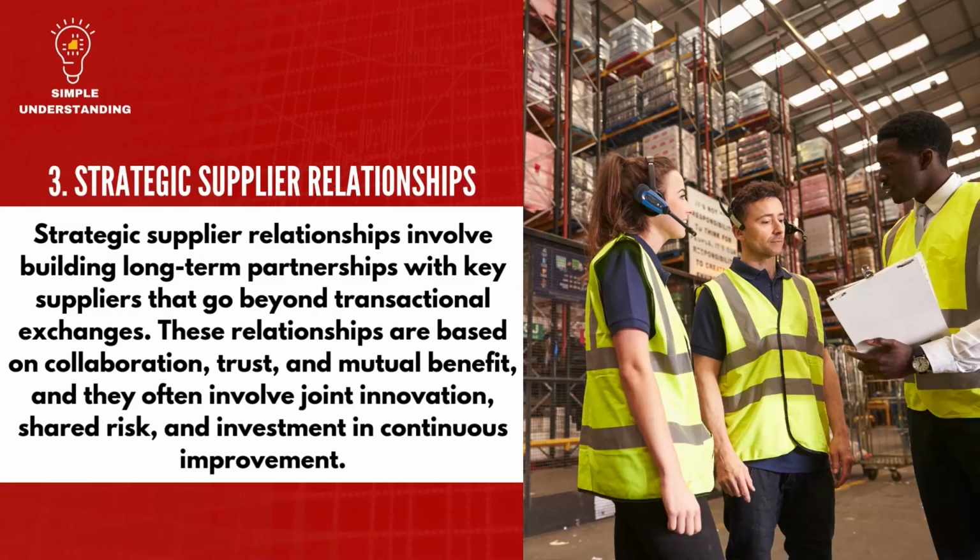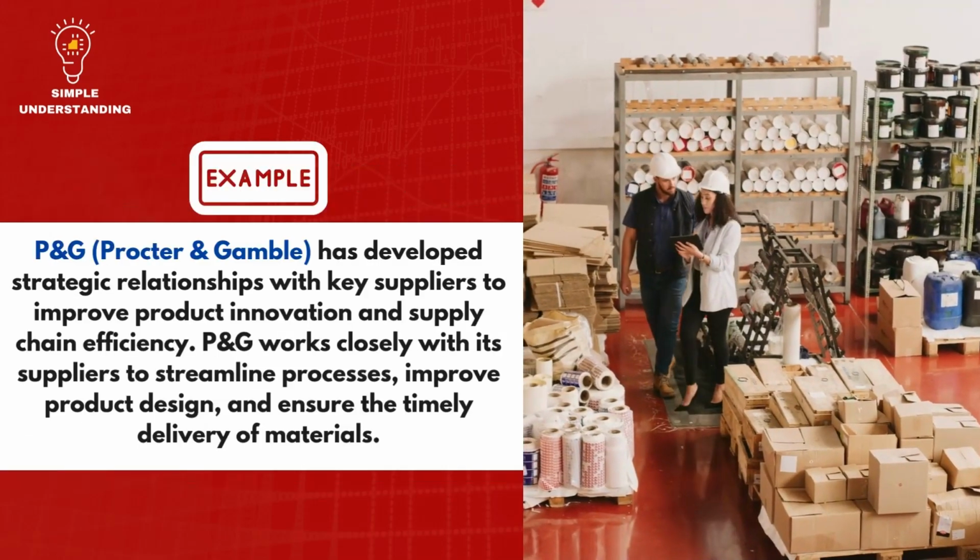3. Strategic supplier relationships. Explanation. Strategic supplier relationships involve building long-term partnerships with key suppliers that go beyond transactional exchanges. These relationships are based on collaboration, trust, and mutual benefit, and they often involve joint innovation, shared risk, and investment in continuous improvement. Real company example.